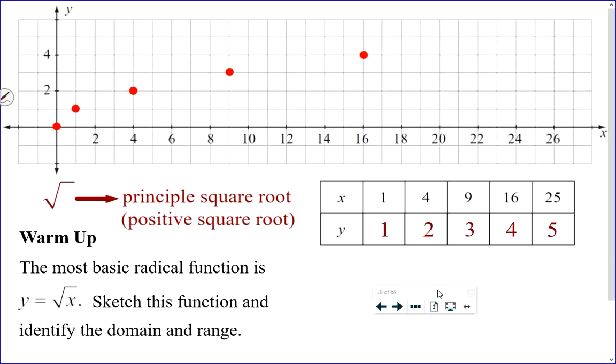So we can continue to plot these points. When x is 16, y is 4. When x is 25, y is 5. And the curve, you have to draw your best curve here. I don't think it's a test of your artistic ability. That would never happen on an exam.